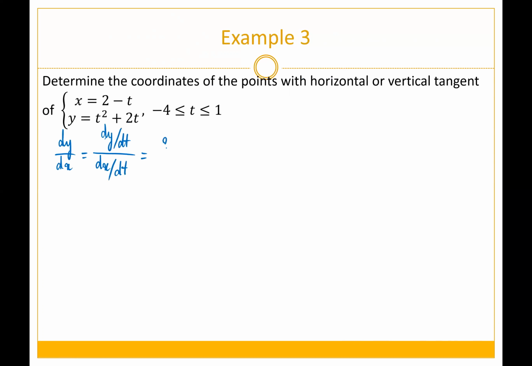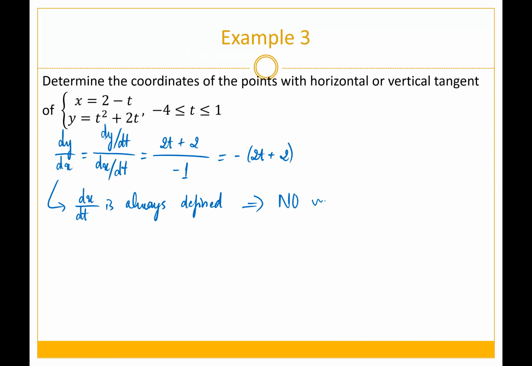It's where we have 2t plus 2 divided by negative 1. And so the denominator is always different from 0. We can immediately conclude that dx over dt is always defined. So there is no vertical tangent, because a vertical tangent is one where the slope of the tangent goes to infinity or negative infinity, and so the denominator has to be 0. But in this case, it's always different from 0. So there's no vertical tangent.